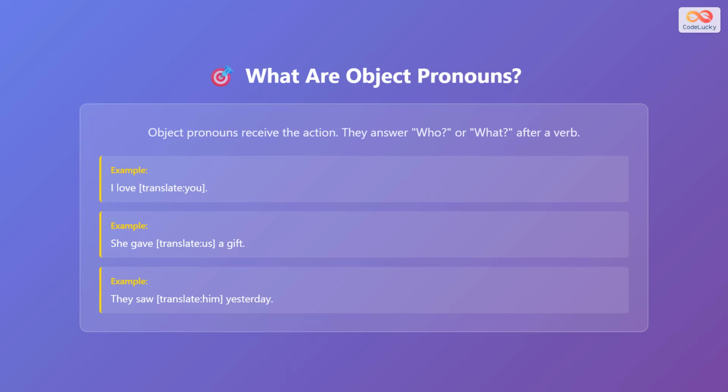Object pronouns receive the action in a sentence. They answer the questions who or what after a verb. For example, in the sentence, I love you, the word you is an object pronoun because it receives the action of loving. In the sentence, she gave us a gift, us is the object pronoun that receives the action of giving.